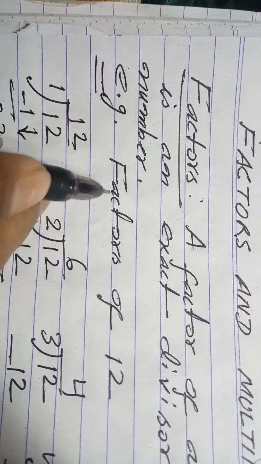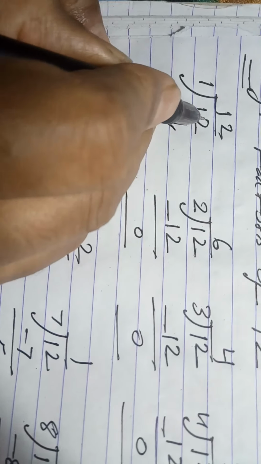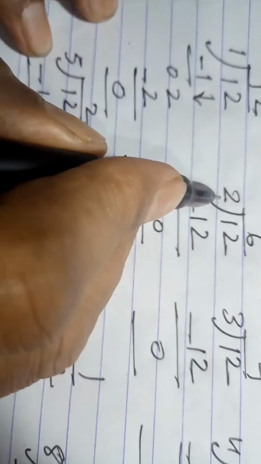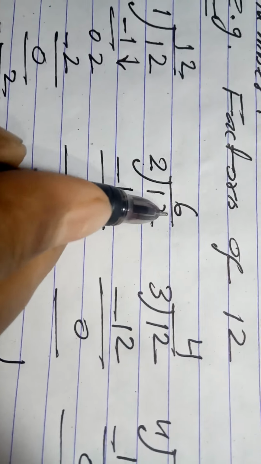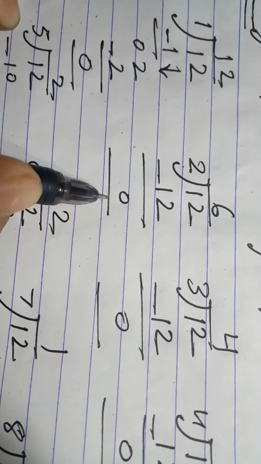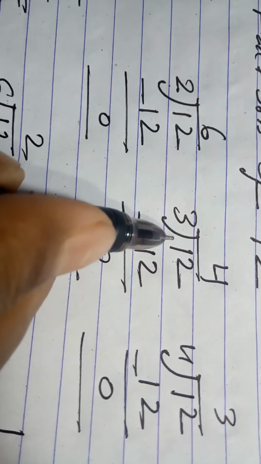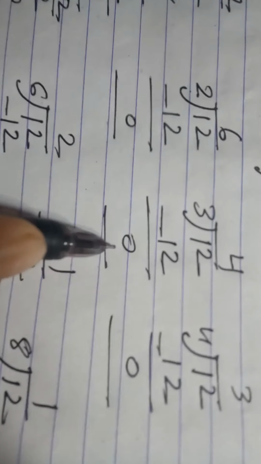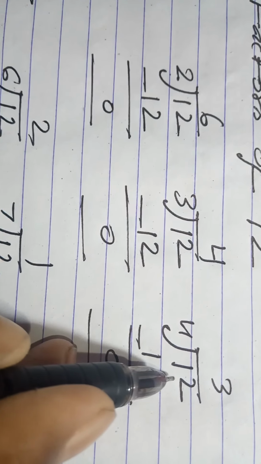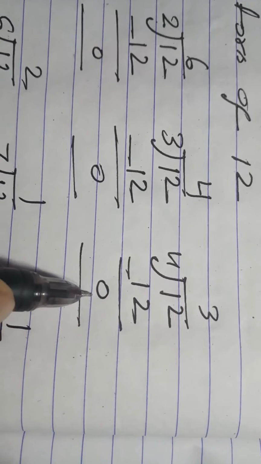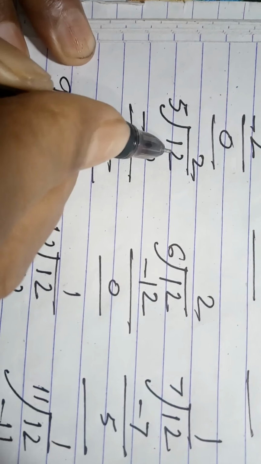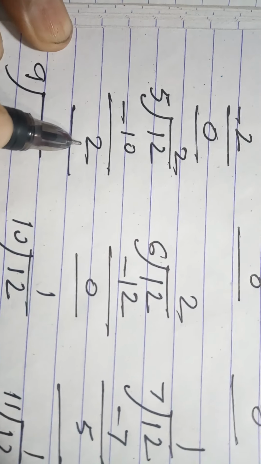For example, factors of 12. 1 divides 12 completely because it has no remainder. 2 divides 12 completely because it has no remainder. 3 divides 12 completely because it has no remainder. 4 divides 12 completely because it has no remainder. 5 does not divide 12 completely because it has a remainder.